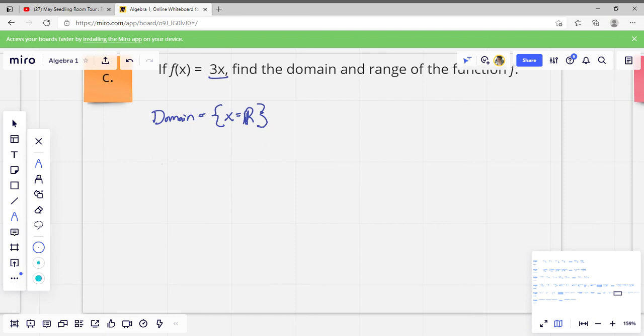And then our range. We can multiply anything times 3. That means that we can come up with any answer, right? So that's going to be y equals any real number. So for that one, it's just x equals real numbers and y equals real numbers.